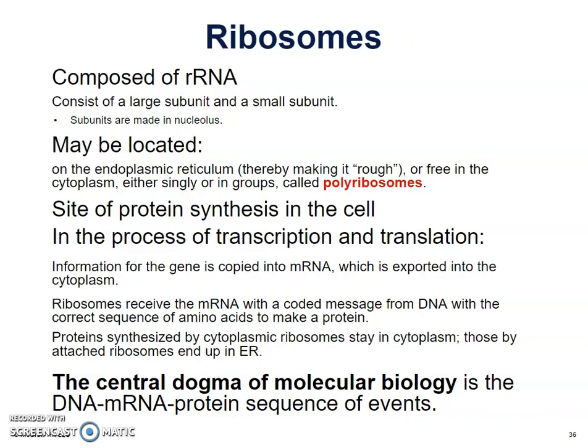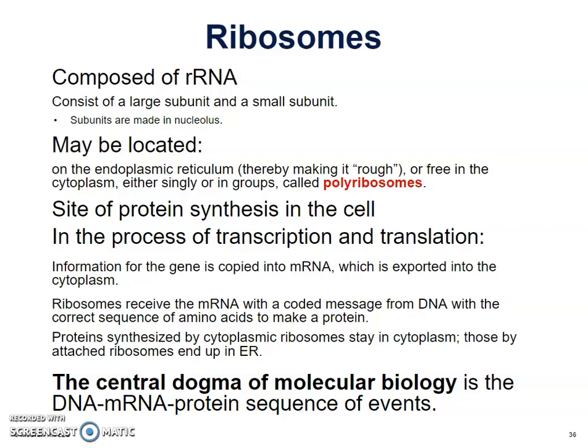Ribosomes are composed of rRNA. They have a large subunit and a small subunit, and both of those are made in the nucleolus. Once those subunits are made, they're shipped out through those nuclear pores and go into the cytoplasm. Here, they may attach to the endoplasmic reticulum, making it the rough endoplasmic reticulum, or it can be found floating in the cytoplasm, either by itself or in groups called polyribosomes.